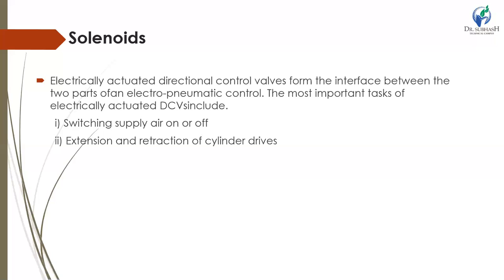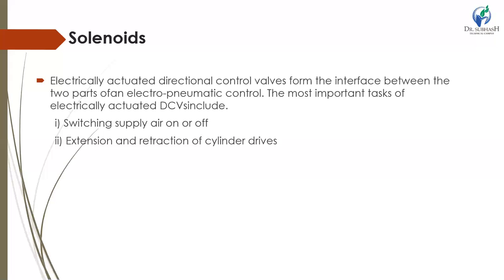The possible voltage levels for solenoids are 12 volt DC, 12 volt AC, 12 volt 50 to 60 hertz, 24 volt 50 to 60 hertz, 110 to 120 volt 50 to 60 hertz, and 220 to 230 volt 50 to 60 hertz. A double solenoid valve retains its last switch position when there is no current flowing through the solenoid.